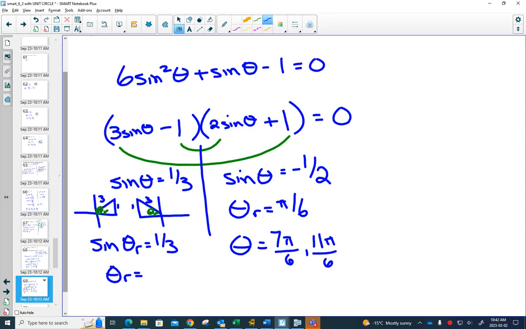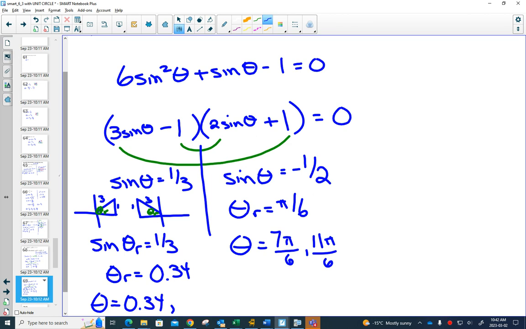Going to my calculator, doing sine inverse of 1/3 in radians, so we make sure our calculator is in radians. I get 0.34. Then my answer for theta, well, in quadrant 1, it would be 0.34, the same as my reference angle.